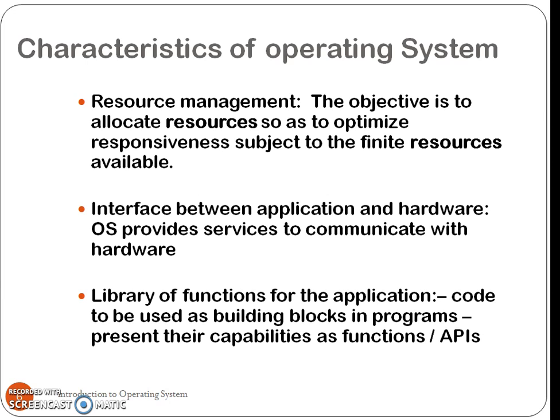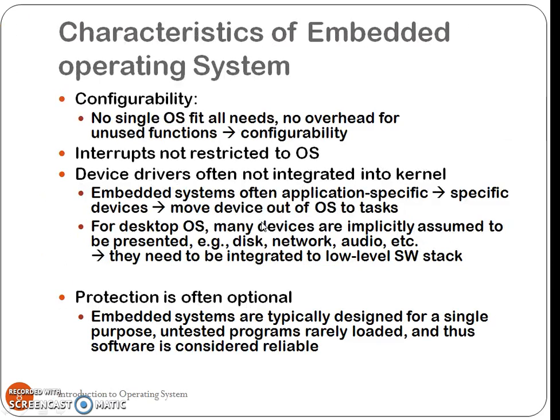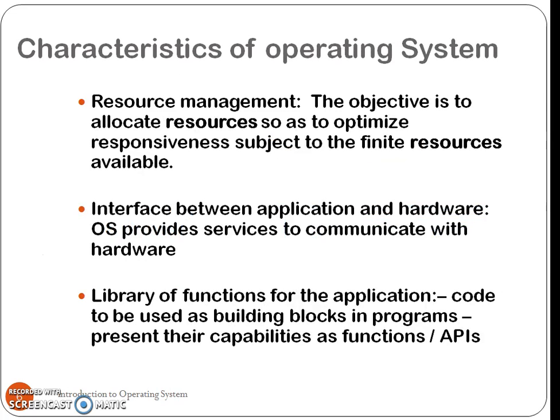Now let us talk about what are the characteristics of an operating system. So the characteristics of operating system are resource management. First characteristic is resource management. The objective is to allocate the resources so as to optimize responsiveness, subject to the finite resources available. That means managing the resources. So that is resource management.